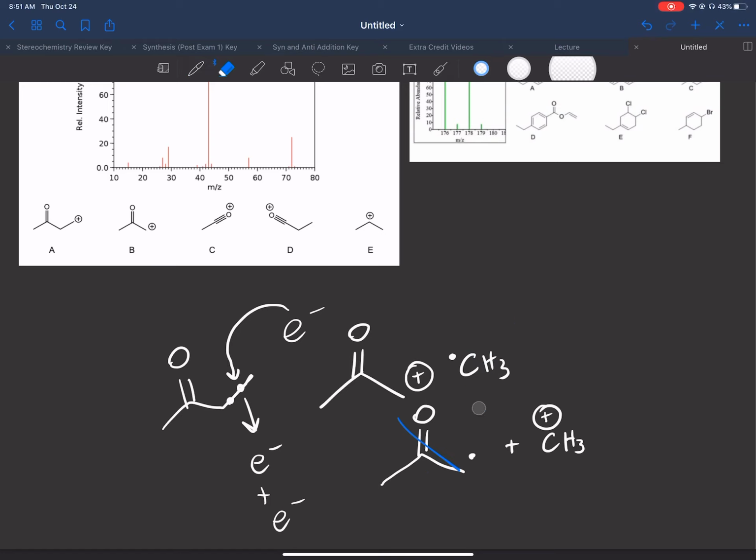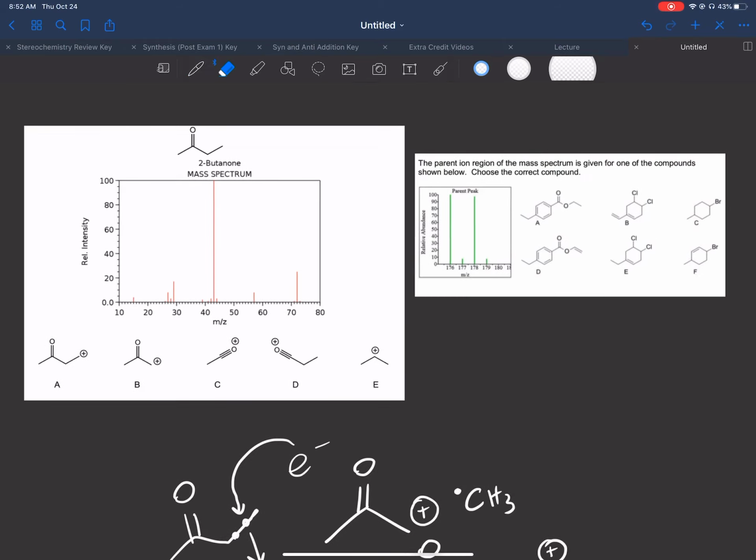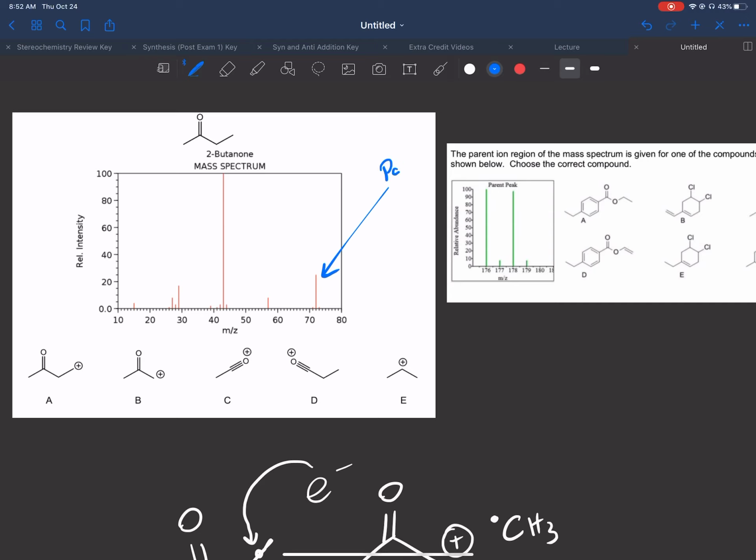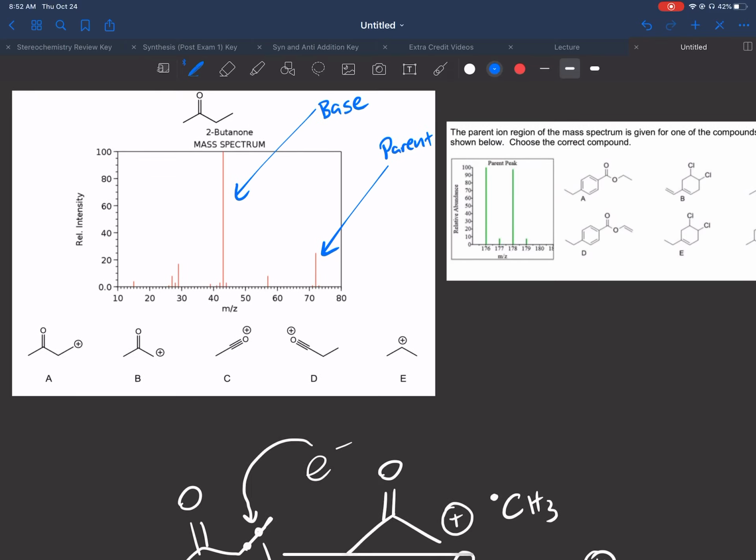So now I want to quickly analyze the pieces of the graph that are important. The peak all the way to the right, that's called the parent peak. Now this peak right here, this is called the base peak, the highest peak. The base peak is going to be the cation that you generate that's the most abundant. In other words, it's the most stable cation you can form. The parent is the original peak, so it corresponds to here.